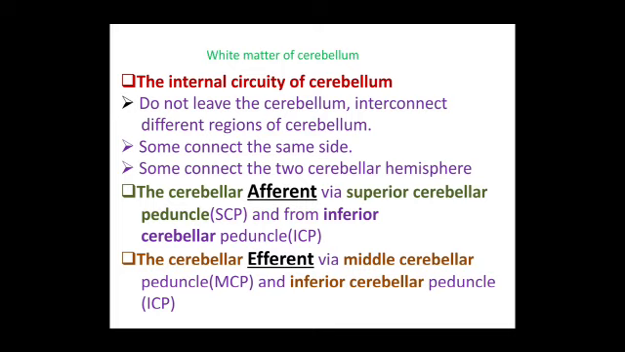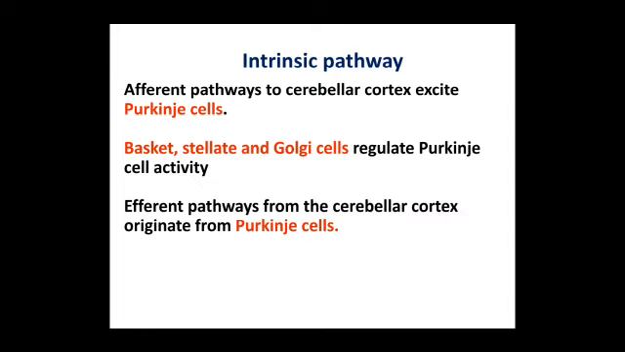So cerebellar afferents come via the superior cerebellar peduncle and the inferior cerebellar peduncle. Cerebellar efferents go via the middle cerebellar peduncle and the inferior cerebellar peduncle. The intrinsic pathway: afferent pathways to the cerebellar cortex excite Purkinje cells. Basket cells, stellate cells and Golgi cells regulate Purkinje cell activity, and efferent pathways from the cerebellar cortex originate from the Purkinje cells.